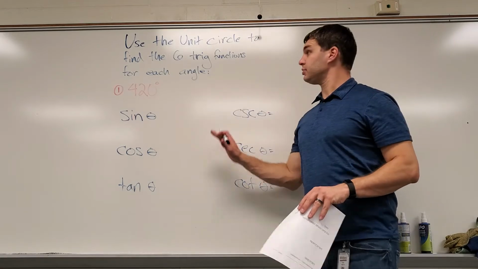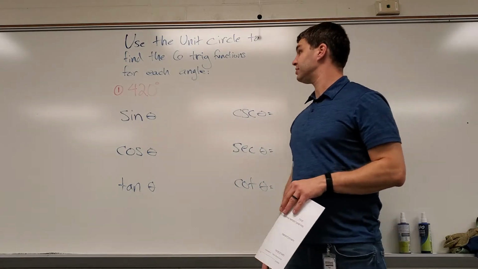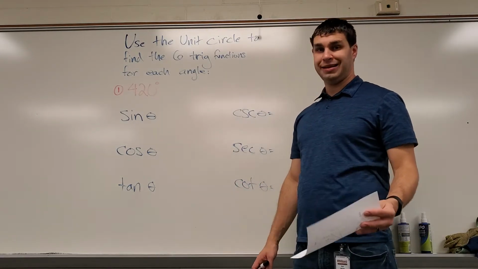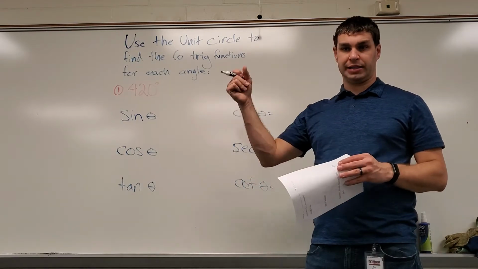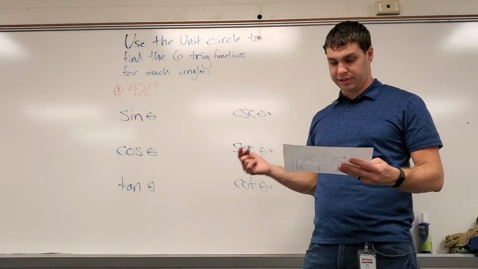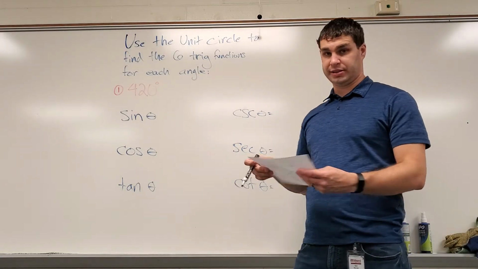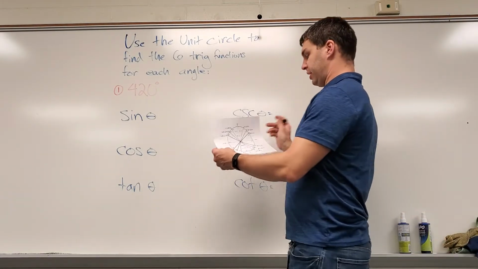All right, guys, this one says, use the unit circle to find the 6 trig functions for each angle. The angle they give us is 420 degrees. Automatically what should pop into your head is that 420 is past 360 in our unit circle, right? It's past 360.